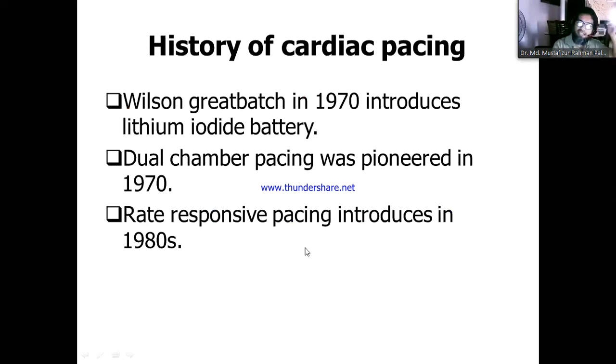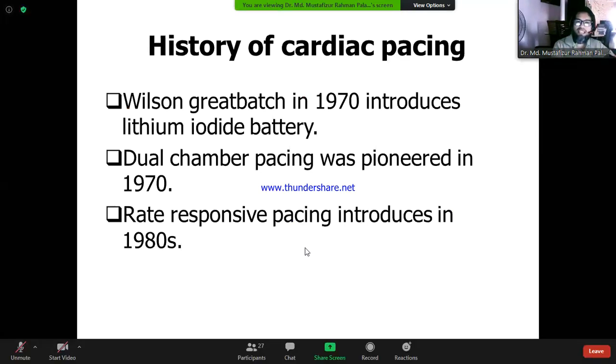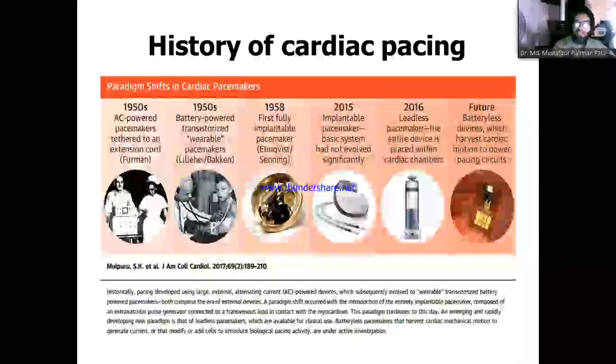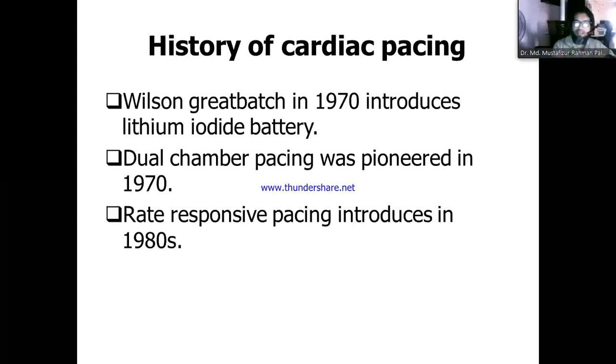I can go faster, but I think that will create more problems for your understanding. So I'm telling it gradually and slowly. If it is a bit slow, please let me know.